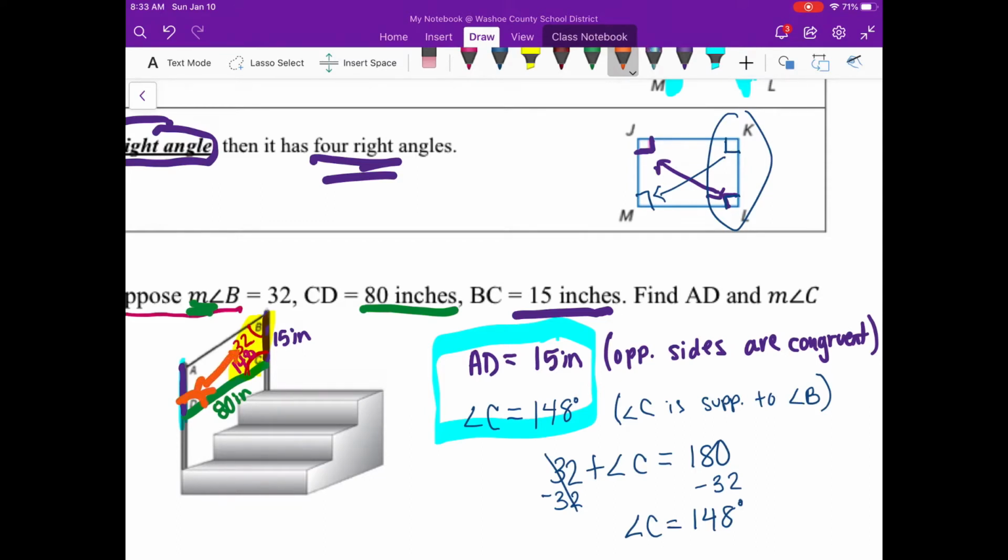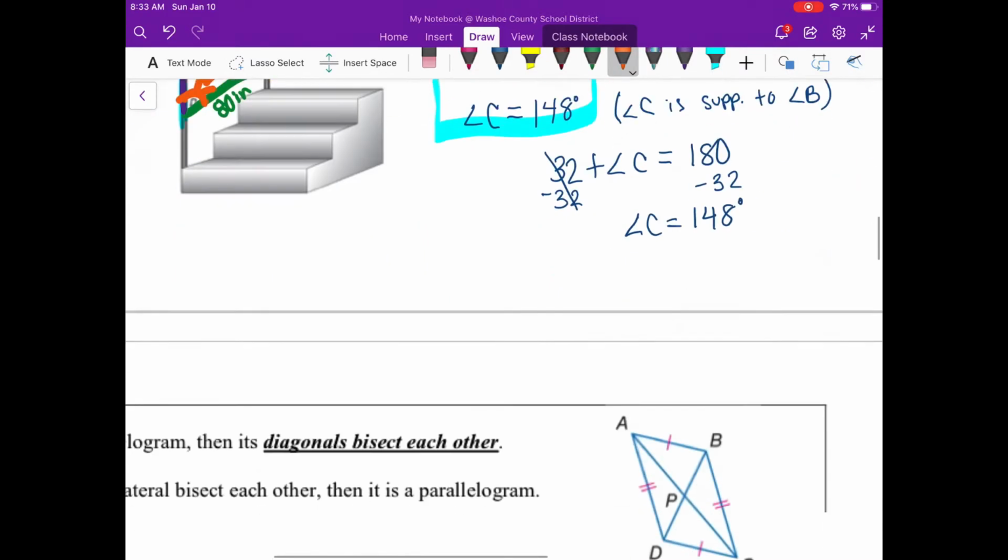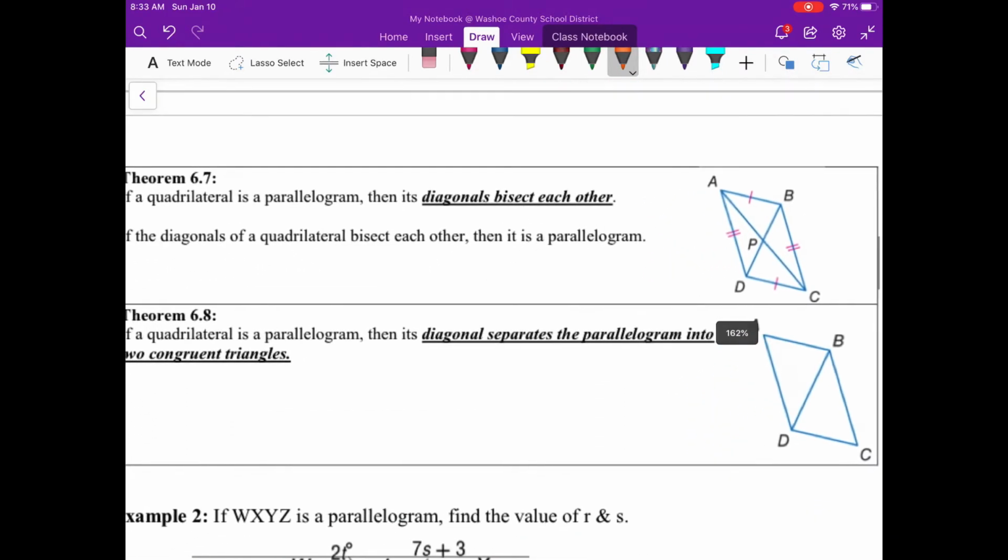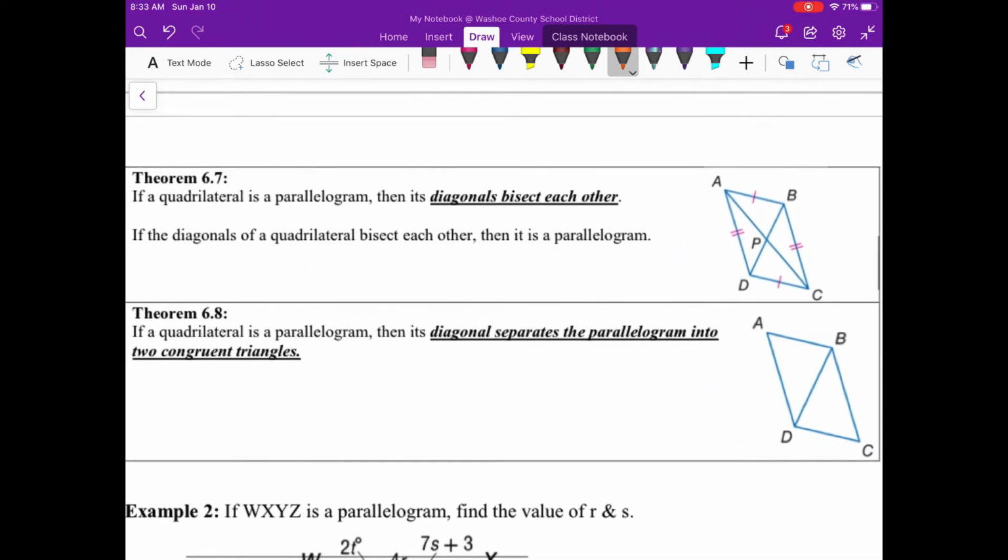Now, if I were to ask you to find angle D, for example, these are across from each other, so angle D would be 32. So that's a different type of problem we could give you on that one.